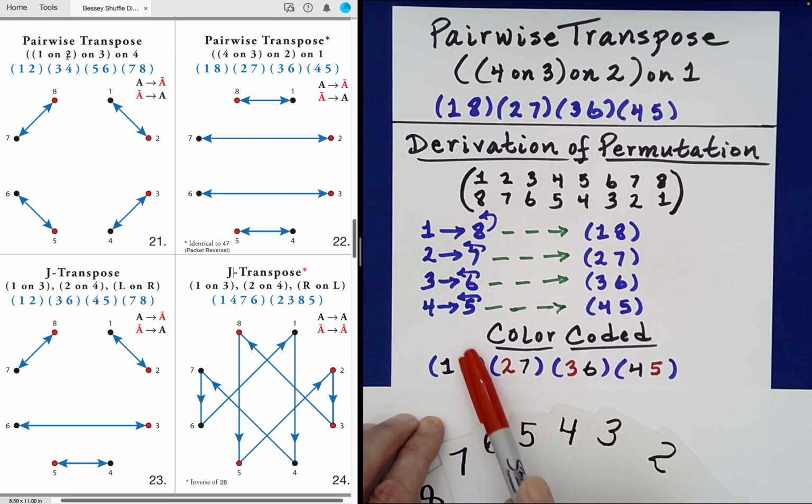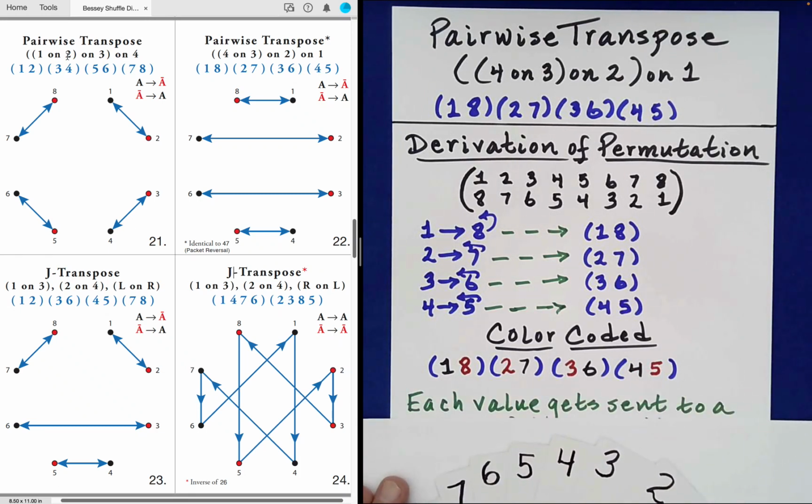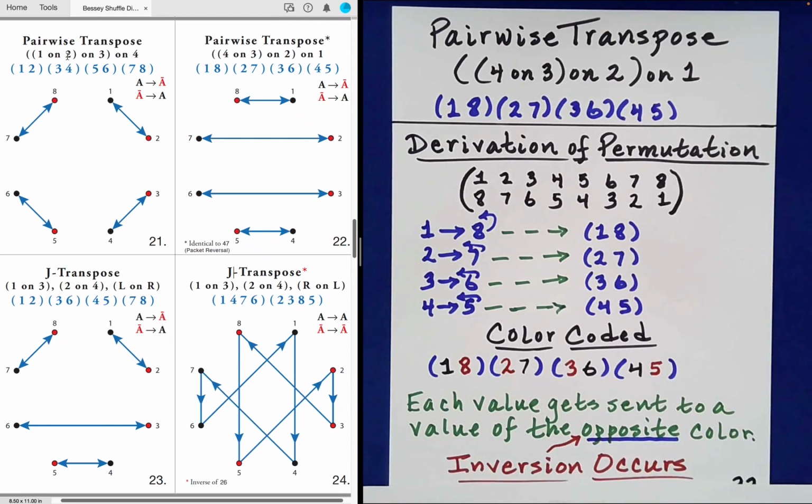So in the color coding, we can see that black 1 goes to red 8 and red 8 goes to black 1. Red 2 goes to black 7, which cycles around to red 2. Red 3 goes to black 6, and black 6 goes to red 3. And black 4 goes to red 5, which gets sent back to black 4. So we can see here that each value gets sent to a value of the opposite color. So this is an indication that inversion has occurred.